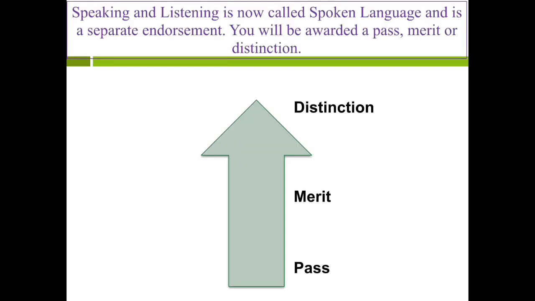So as I've said before, speaking and listening is now called spoken language and is a separate endorsement. You'll be awarded a pass, merit or distinction. And as you can see by the diagram, distinction is the highest award, then comes merit, and then comes pass. There is, of course, a fail. You can get a fail, which is not classified as well.